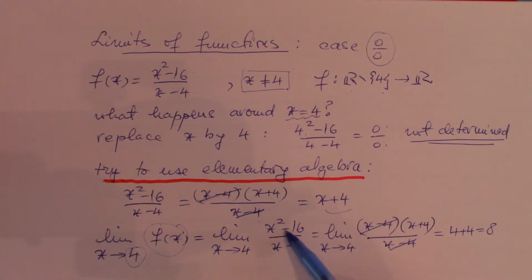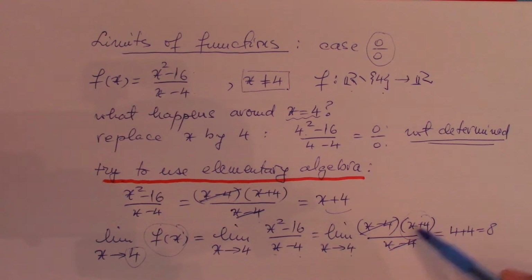So now if we want to understand the behavior of our function f around point 4, instead of using x squared minus 16 over x minus 4 as the expression for our function, after simplification this limit becomes the limit when x approaches 4 of x plus 4. Now if we replace x by 4, in this format, after we simplified by x minus 4, we've got no problem. The expression just becomes 4 plus 4, which is 8, so our limit is 8.